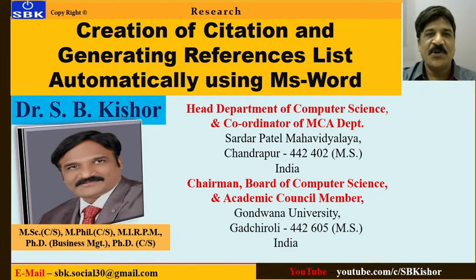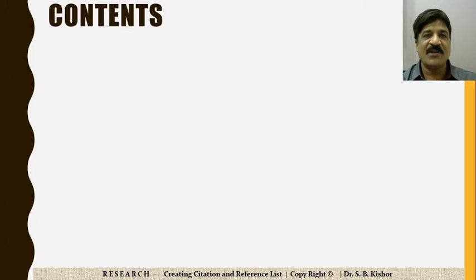Welcome you all to today's session: creation of citation and generating a references list automatically using MS Word. As all of you are aware, references are one of the major parts of writing a research paper or thesis. They show the quality of the paper that you refer to while writing. In today's session, we will discuss how to create a citation and generate the references list automatically using MS Word. We are going to cover the following points.